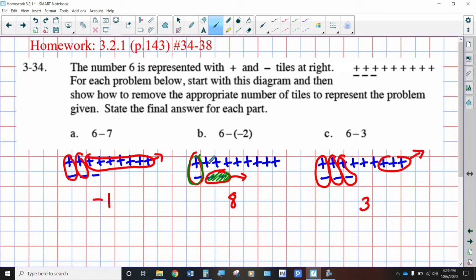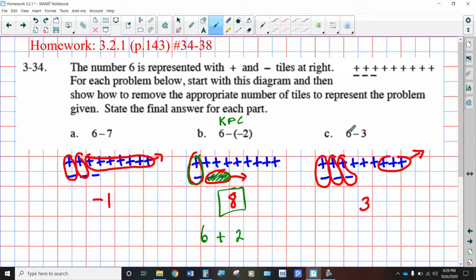So now what do we have left over? 1, 2, 3, 4, 5, 6, 7, 8. We have 8 positives left over. So let's show this again using KFC. If I instead say 6 plus the opposite of negative 2, you can clearly see that our answer is going to be 8. And this is much, much easier to solve than that guy is.